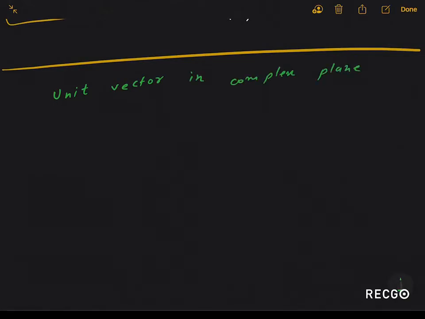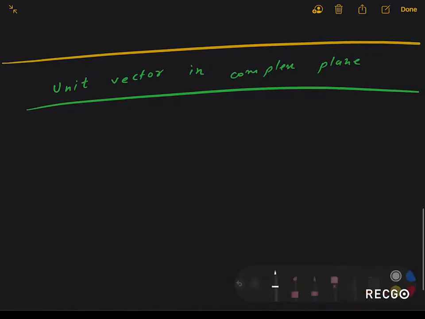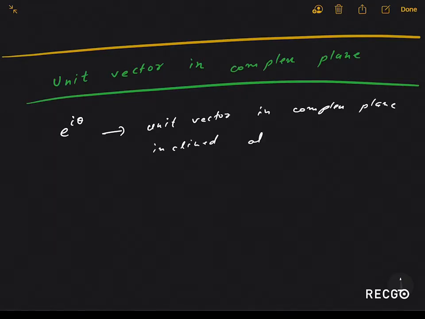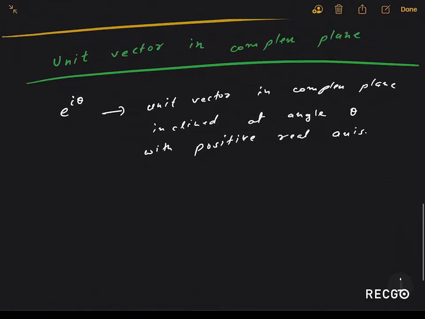You already know the unit vector in the Cartesian plane. According to the definition of a unit vector, it has unit magnitude, and mathematically the unit vector R cap is written as R divided by mod R. Similarly, the mod of e to the power iota theta, you know, is equal to 1, so this is a unit vector in the complex plane, inclined at angle theta with the positive direction of the real axis, right?